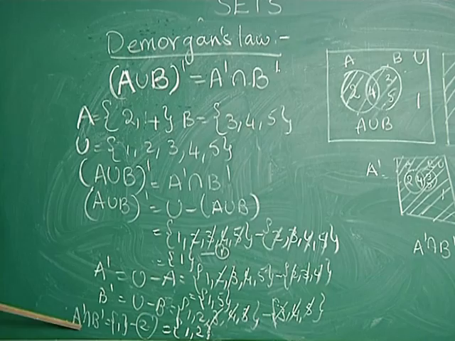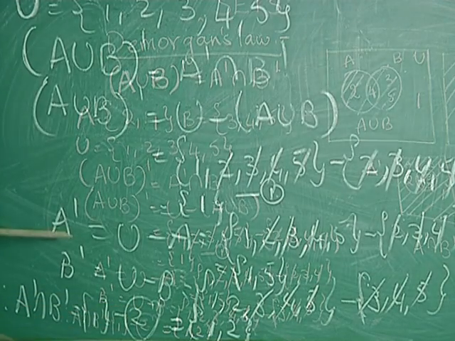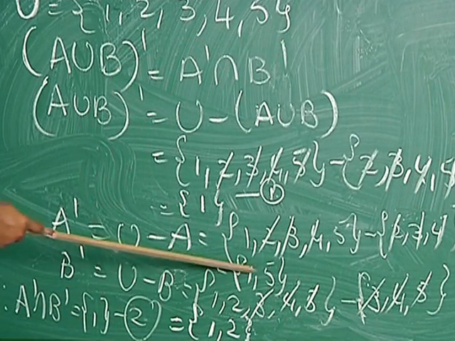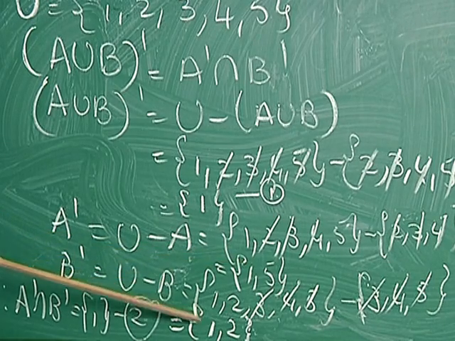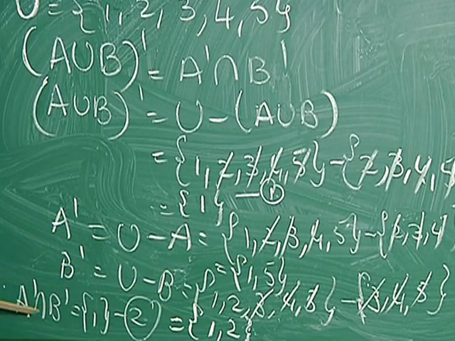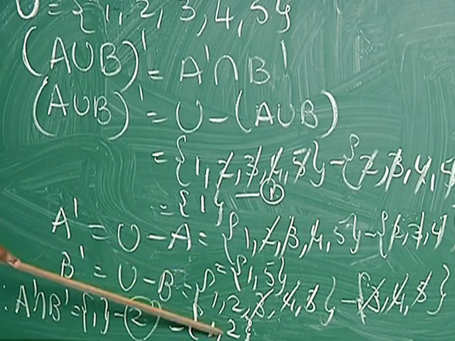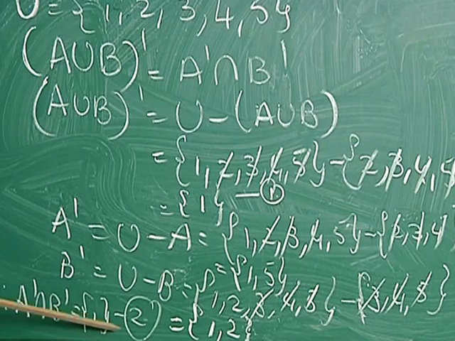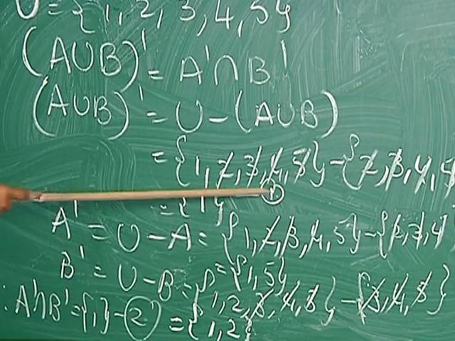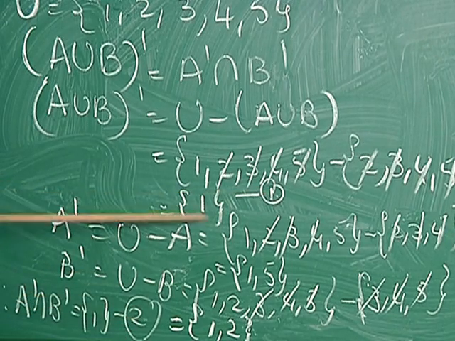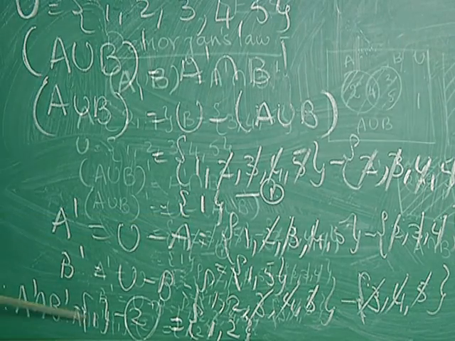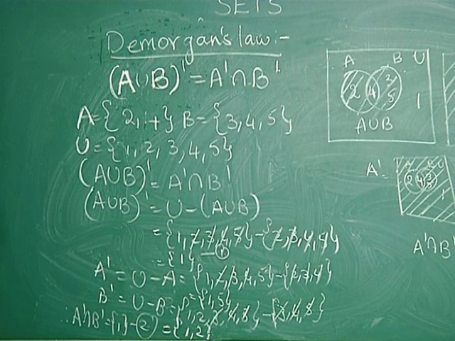A complement intersection B complement. A complement value we got is {1, 5}. B complement value is {1, 2}. In these two, which element is common? 1 is the common element, so we have written 1. Let it be equation 2. Now let us compare equation 1 and equation 2. Both the answers are the same. Therefore, De Morgan's law, first law is verified through calculation.